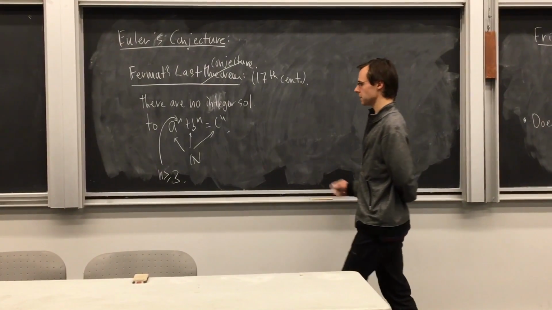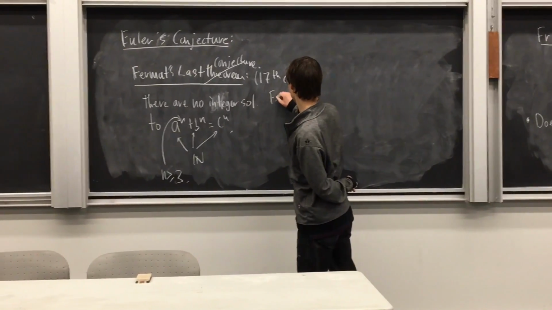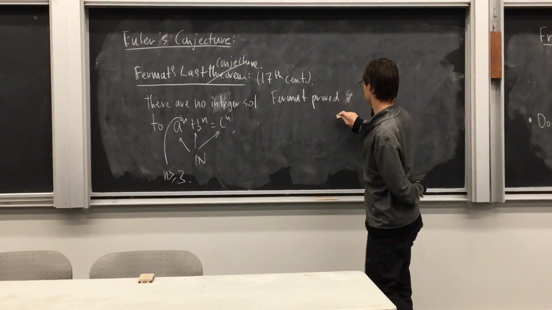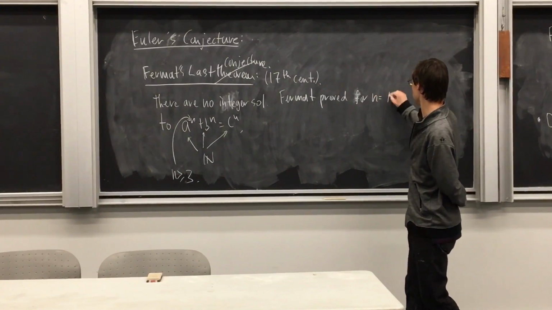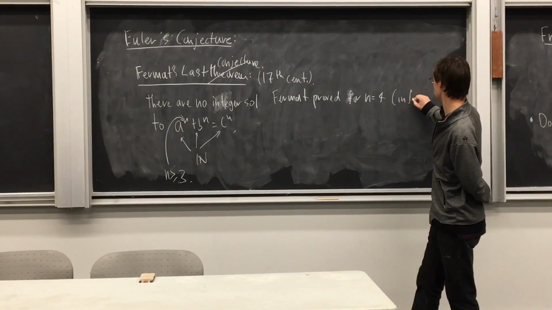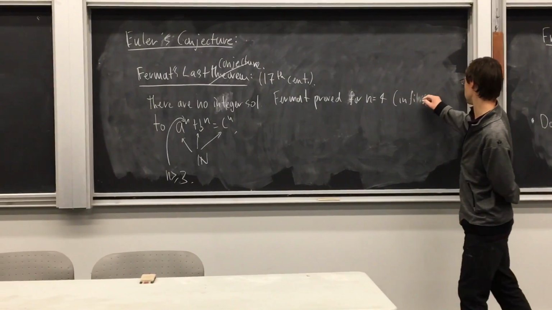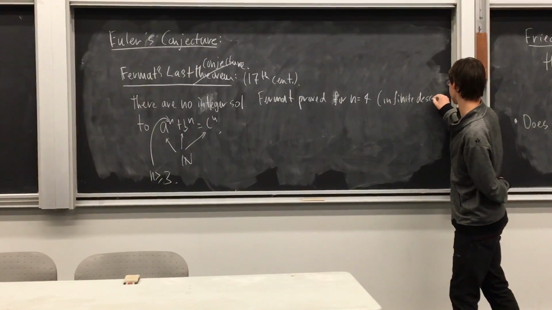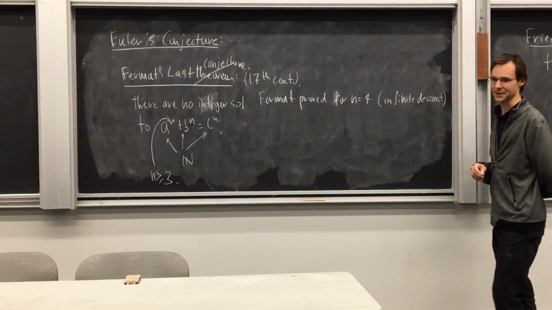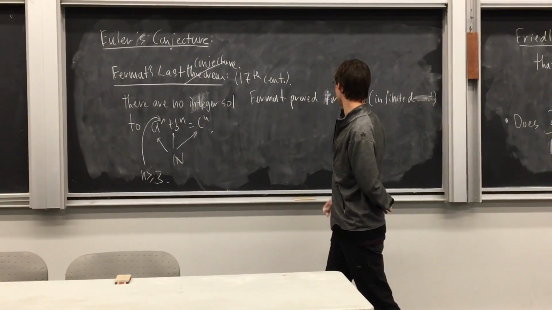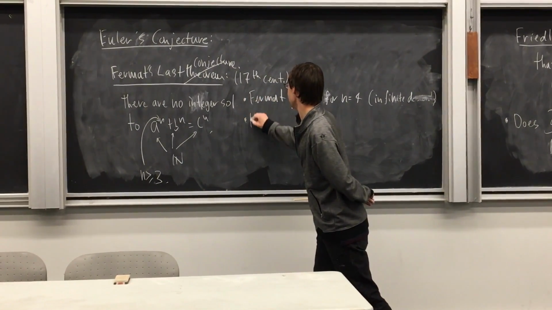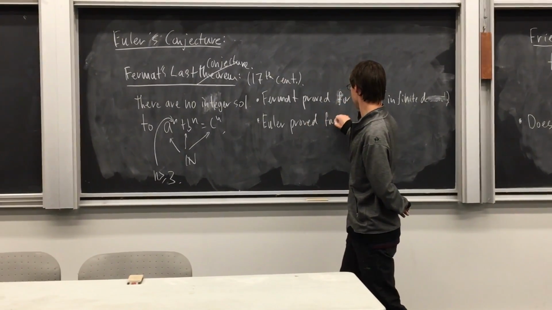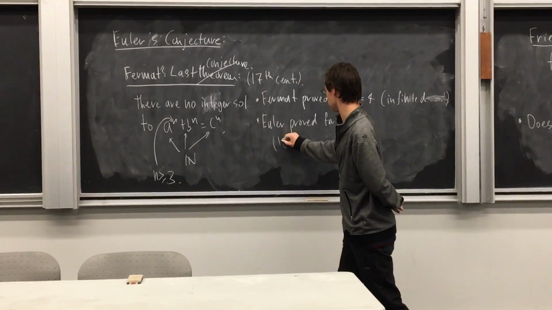Fermat himself proved the n equals 4 case, using a method called infinite descent. All right, so Fermat proved it for n equals 4. Euler proved it for n equals 3. So this is the 18th century now.